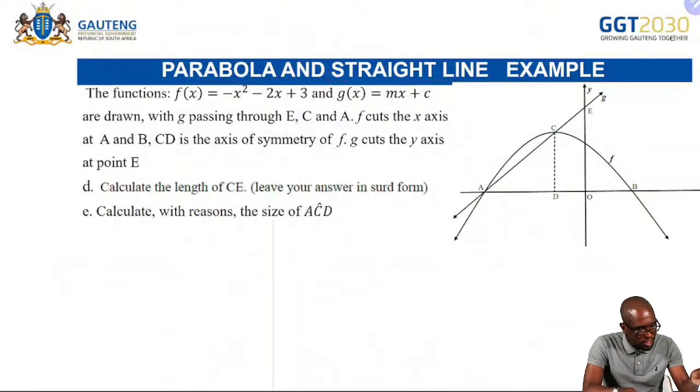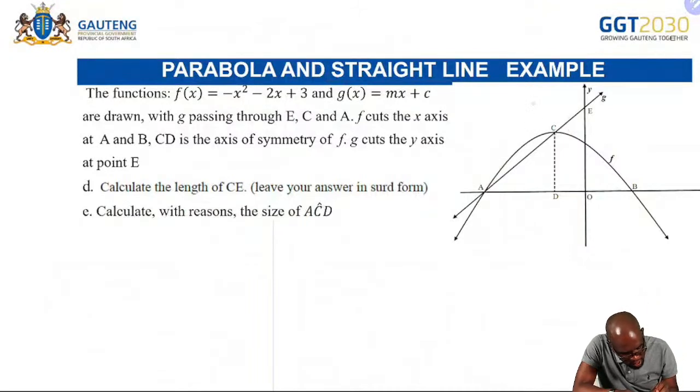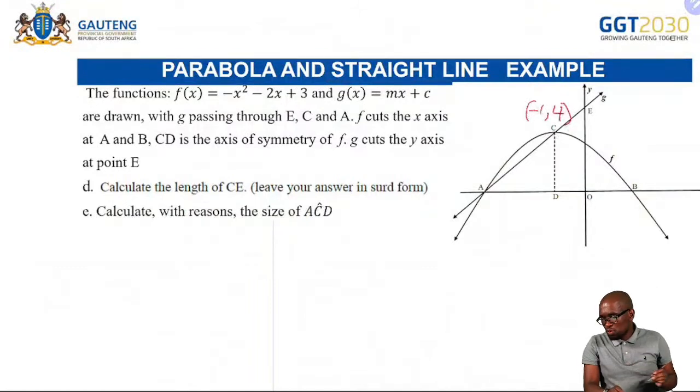Now moving on, calculate the length of CE and leave your answer in surd form. Now let's look at the coordinates of C, the turning point. We said it's minus 1 and 4. And then what are the coordinates of E?